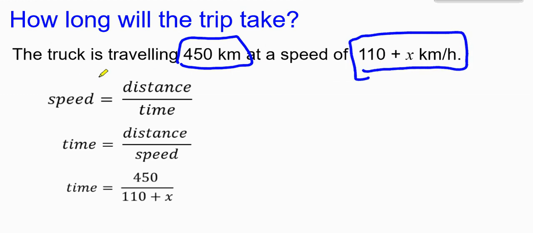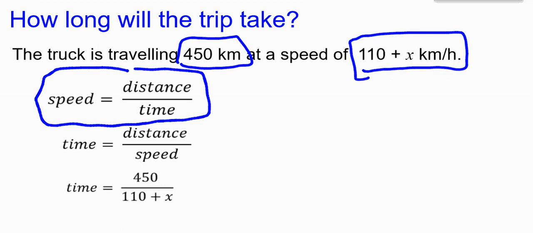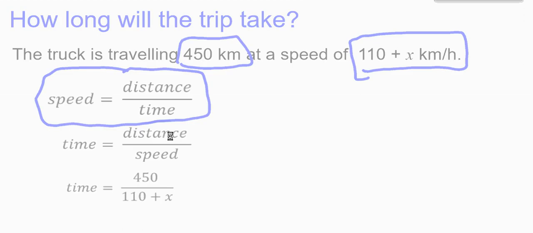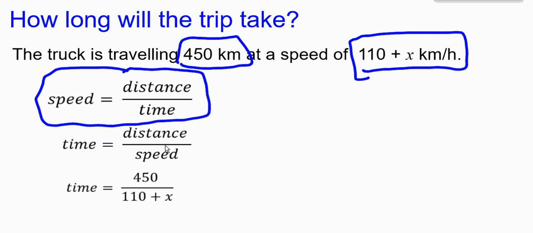We know that we have a certain distance that we must travel, and this is the speed I'm traveling at. If we use the fundamental relationship about speed, distance, and time, and rearrange it, I know the distance is 450. I know that my speed is 110 plus x. Therefore, this is how much time it'll take me to drive 450 kilometers at the speed I've set. So that's how long it'll take.